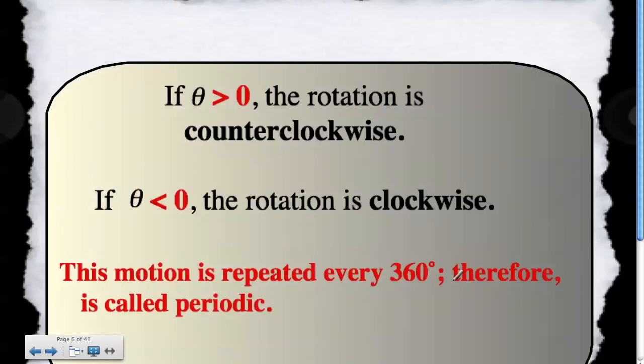All right, just to summarize what we just did, remember if the angle is greater than 0, a positive, we are going counterclockwise. If the angle given is less than 0, so we say negative, it's going clockwise.